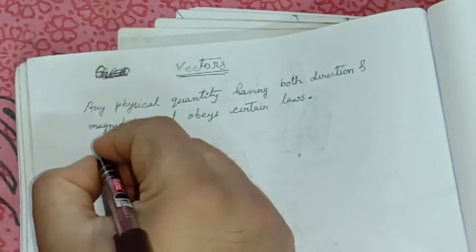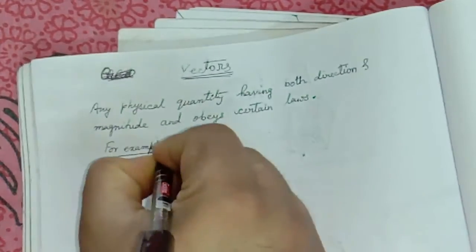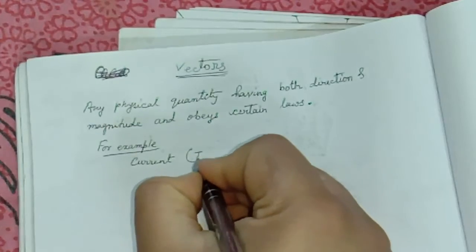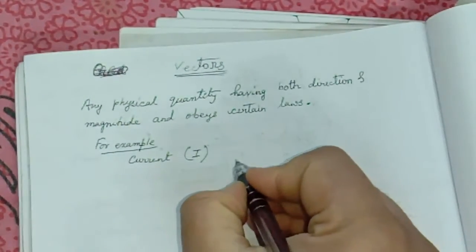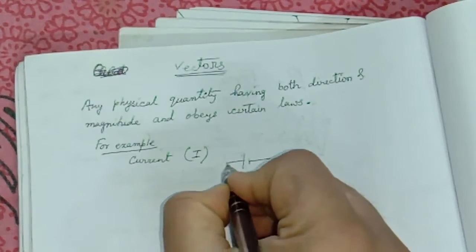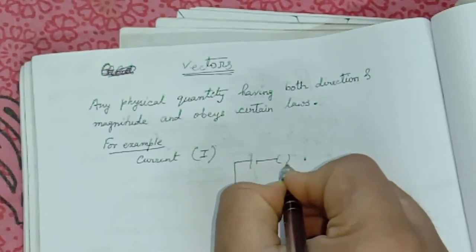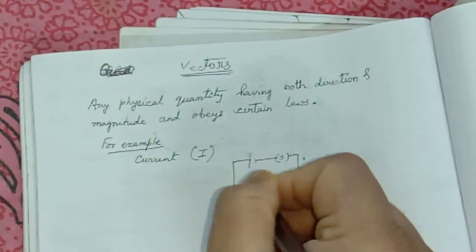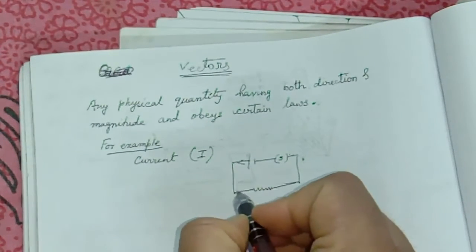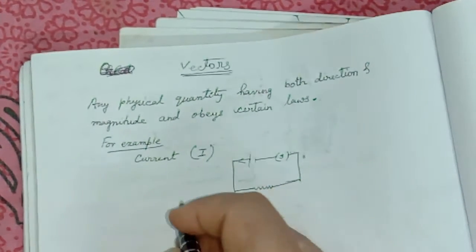For example, current I. If I connect a battery like this and there is a resistance and I put a switch, as soon as I switch it on, the current will flow from positive to the negative side. It will always flow from positive to the negative side.